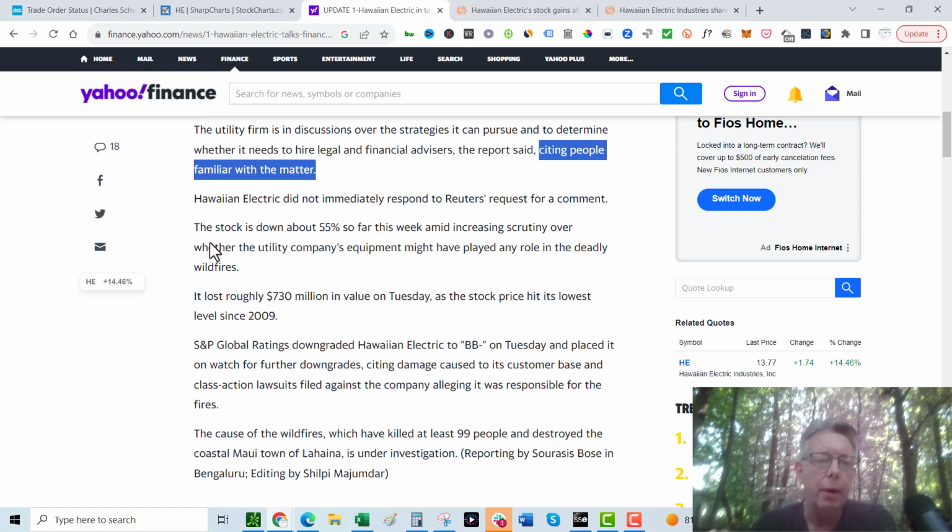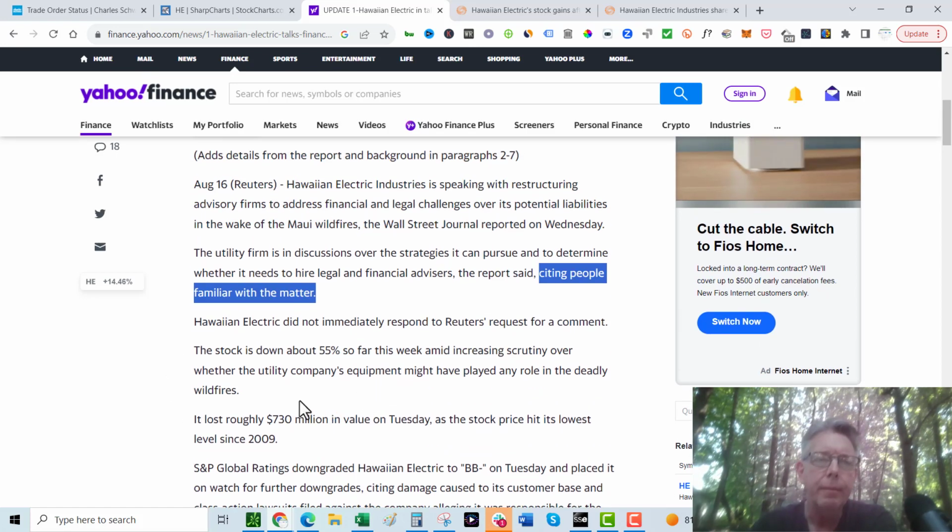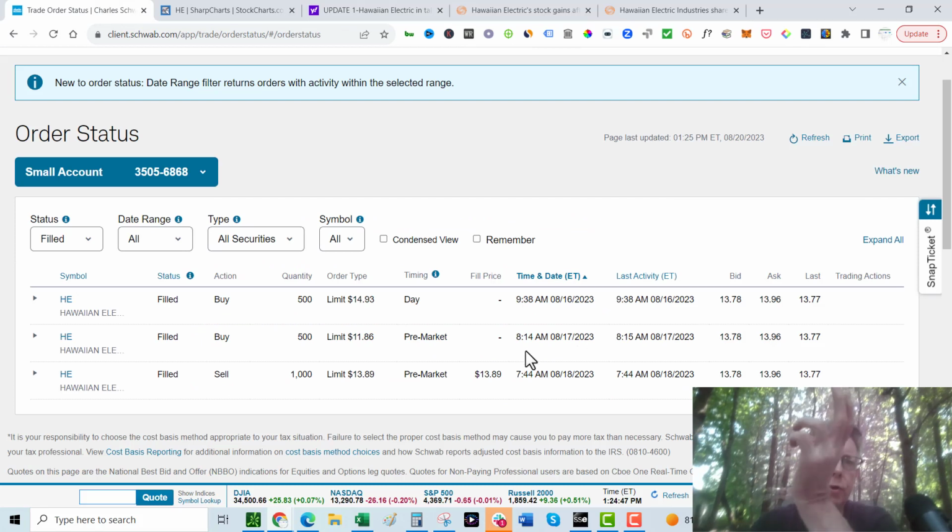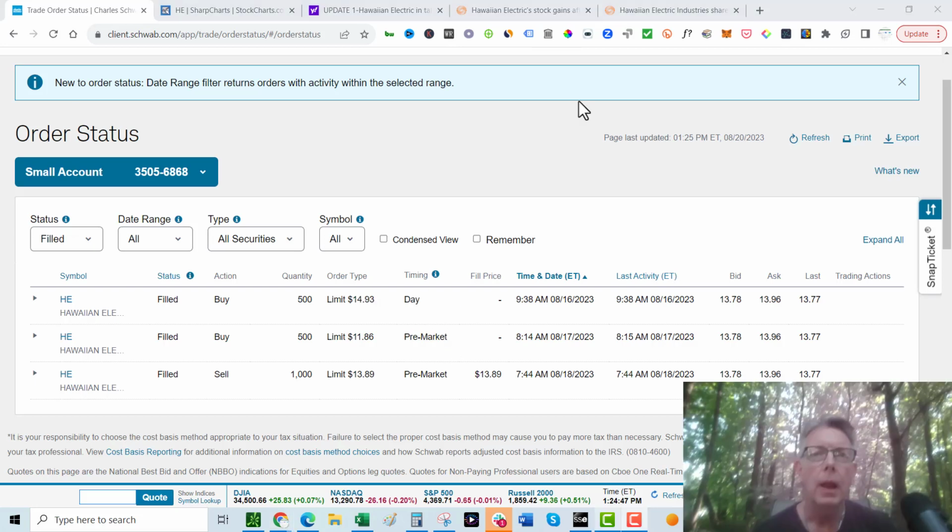So what did I do? I went in on the 17th, because this news came out just before the close on the 16th, and they halted trading. So on the 17th, in the pre-market, as you can see here, as they were killing the stock, I doubled the position, buying an additional 500 shares at $11.86. And there was blood in the streets at that point in time.